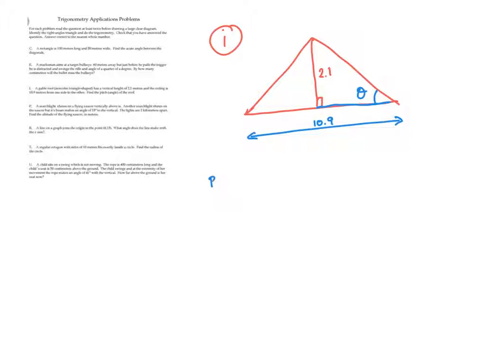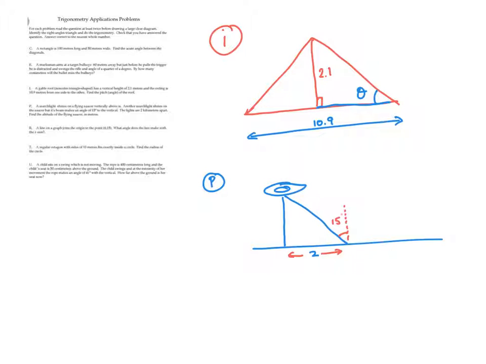Question P talks about the UFO being sighted from below with a spotlight, and then from 2 kilometers away. So that distance there is 2 kilometers. And we know that the first spotlight is 15 degrees to the vertical. So by parallel lines, that is also 15 degrees, and we're trying to find out x, the height of the flying saucer.